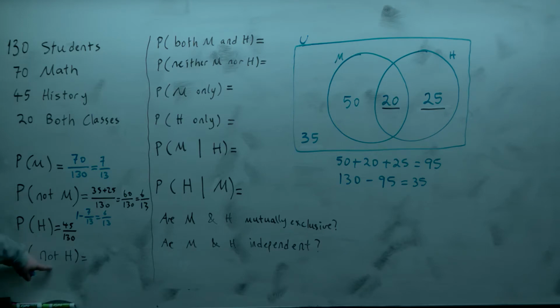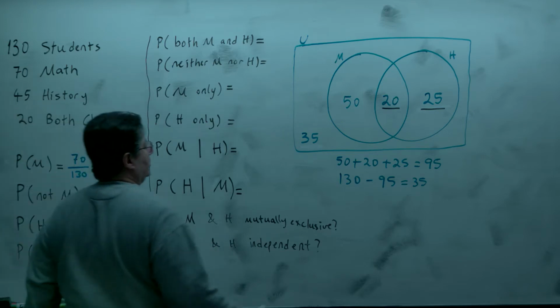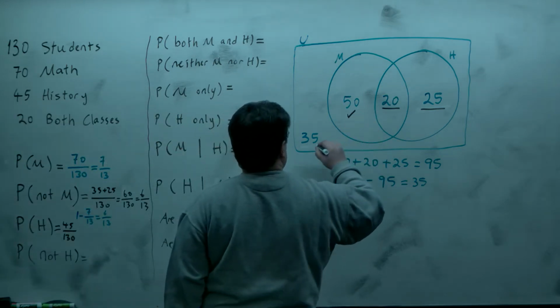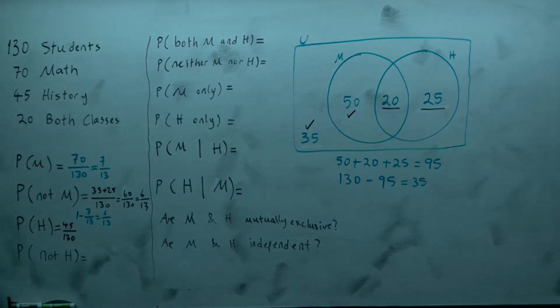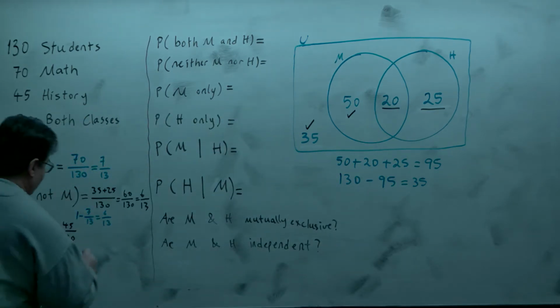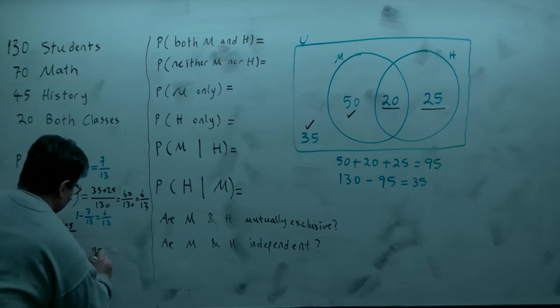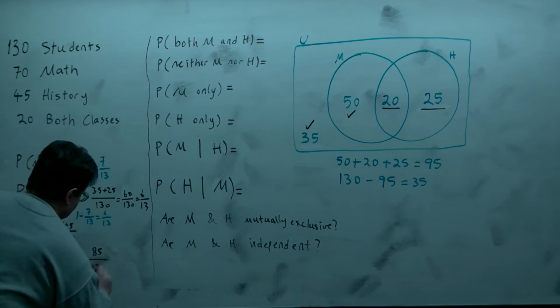What's the probability that a randomly selected student does not take history? In that case, we are interested in these two. 50 plus 35, that is 85 divided by 130.